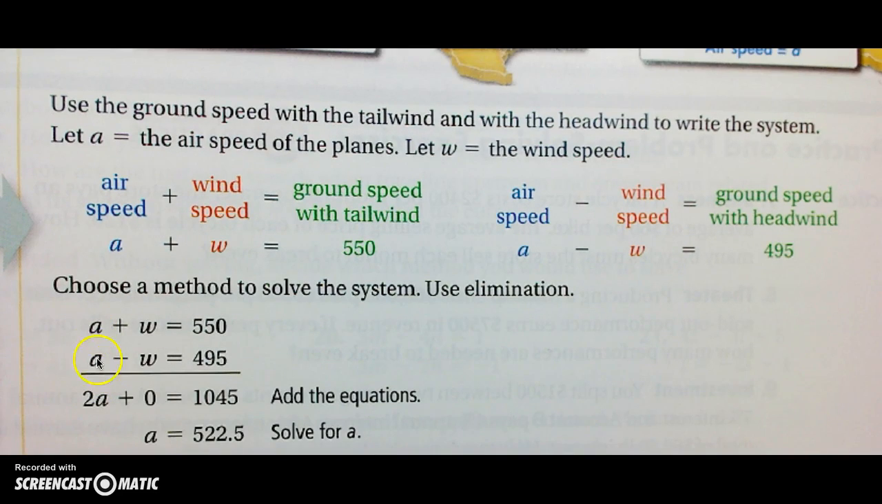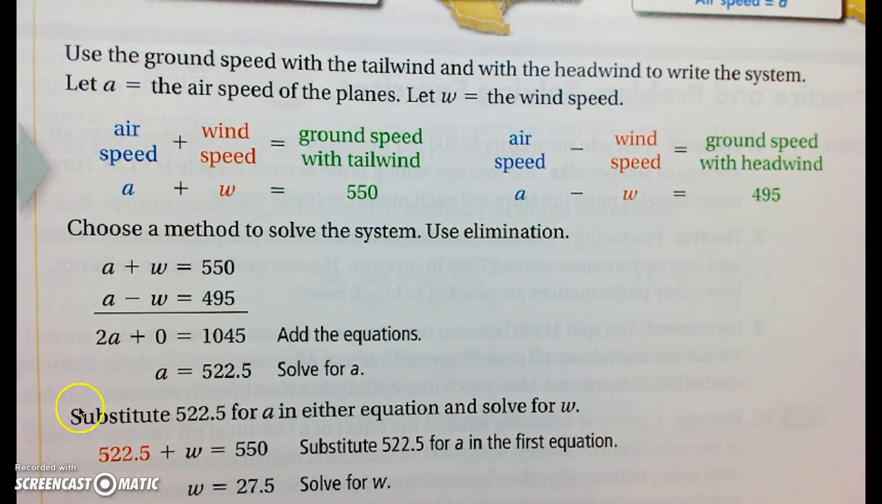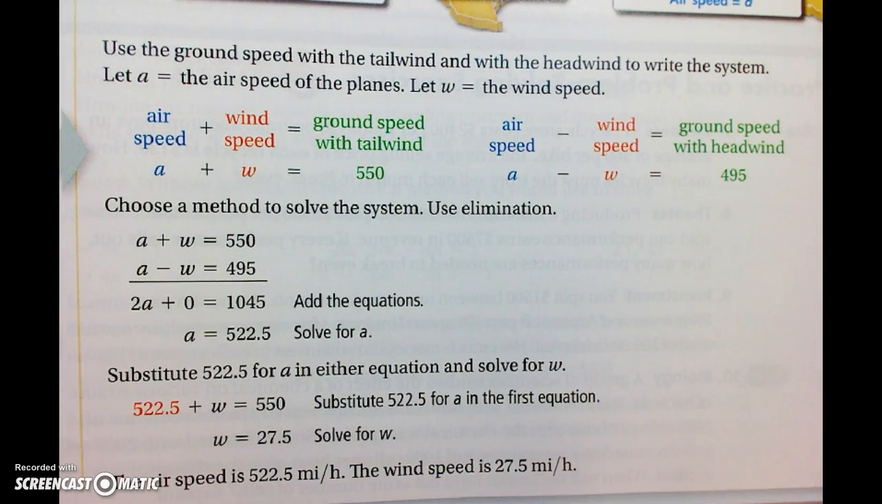When we add our two equations together, we get 2A, our W cancels out, and we get 1,045. Then we divide both sides by 2, and so A is equal to 522.5. So we substitute in the 522.5 for A, and we subtract it from both sides, and so our wind speed is 27.5. So we have our airspeed at 522.5 miles per hour, and our wind speed is 27.5 miles per hour.